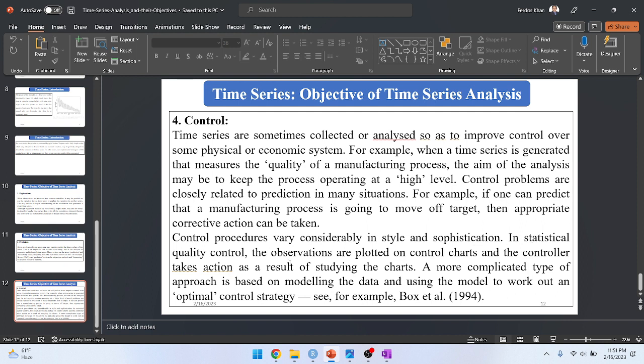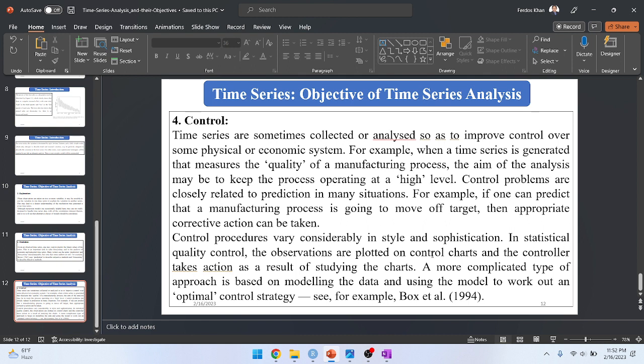Control procedures vary considerably in style and sophistication. In statistical quality control, observations are plotted on a control chart, and the controller takes action as a result of studying the chart. A more complicated type of approach is based on modeling the data and using the model to work out the optimal control strategy.